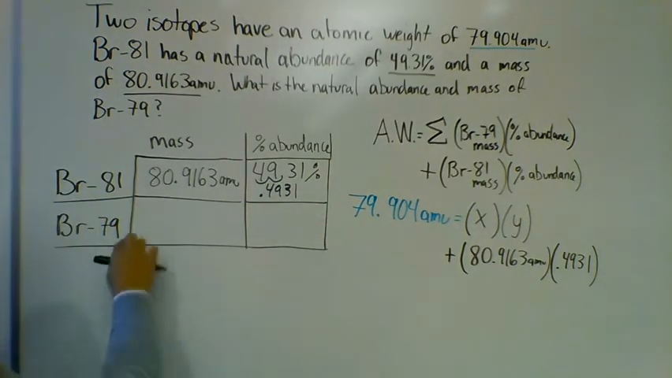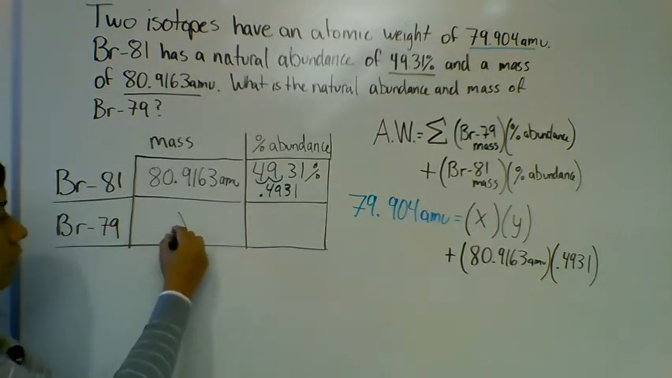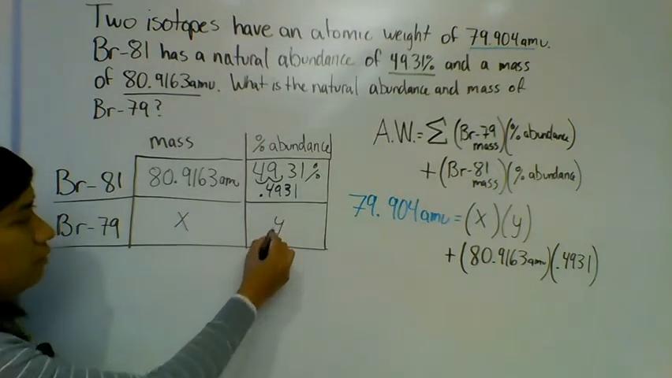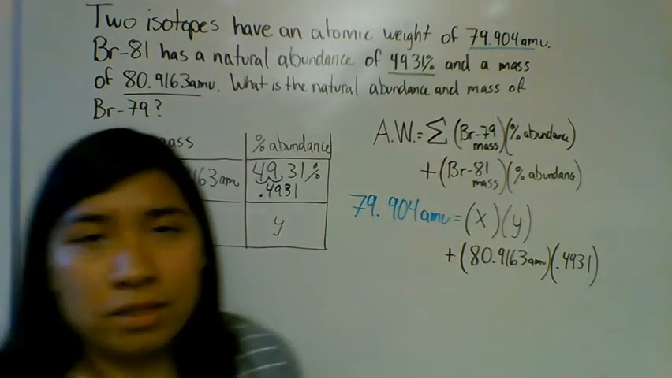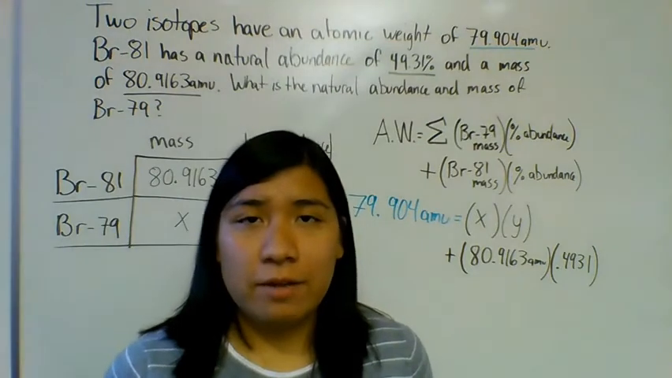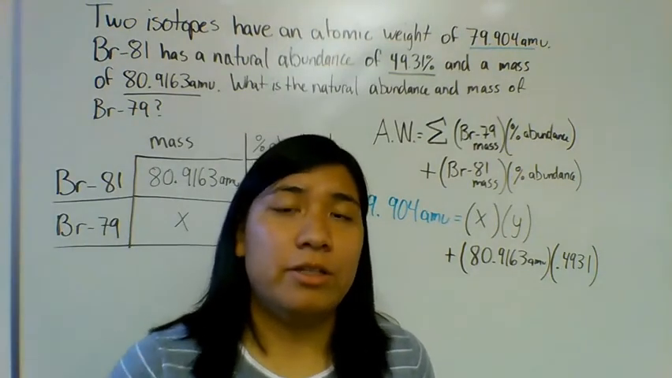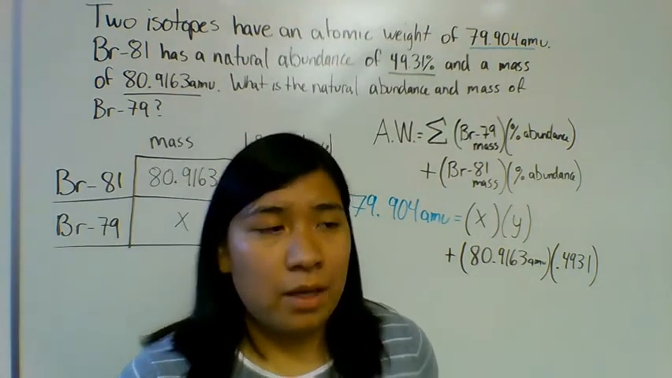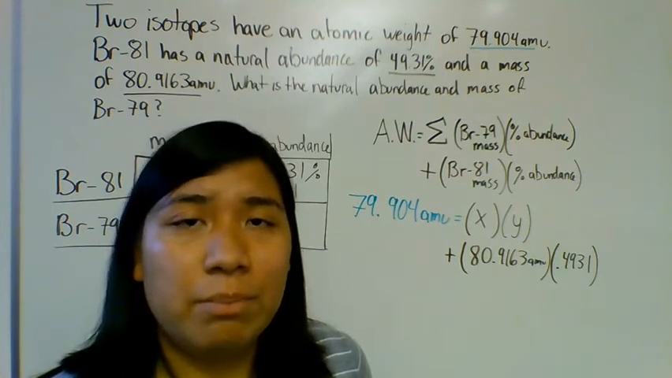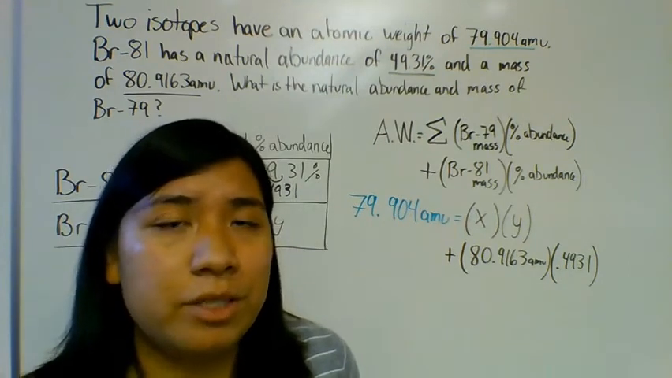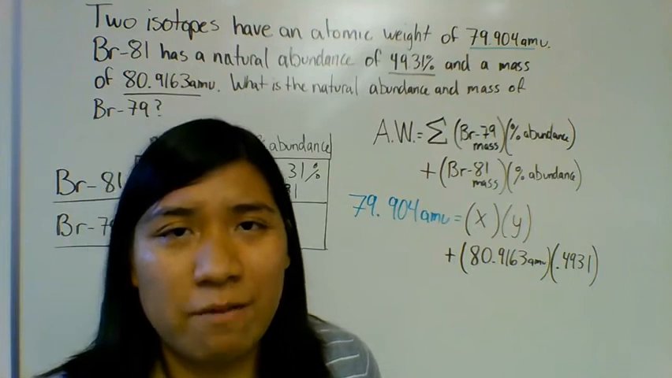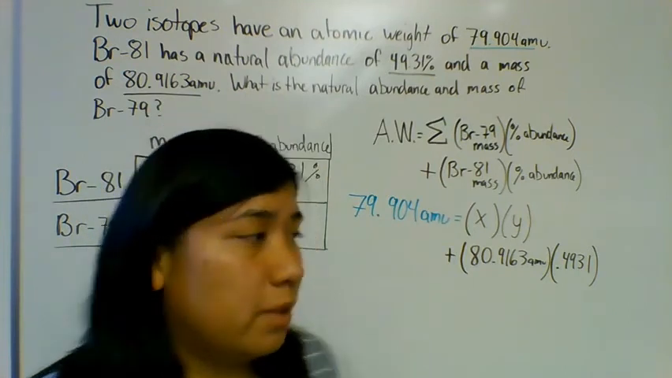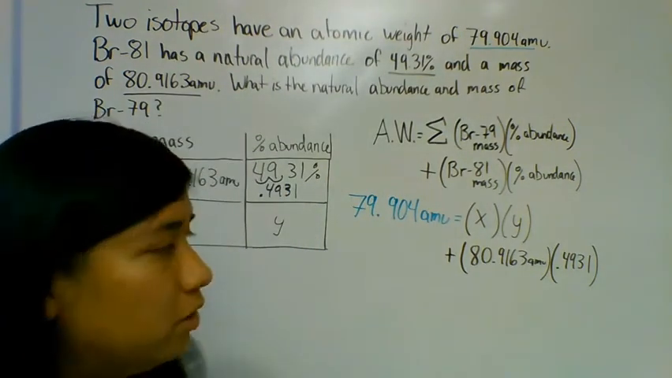And now, bromine 79, we said we don't have our mass and we don't have our abundance. So this is a problem because you can't have two unknown variables. You can only have one to solve for this problem. However, we know that our natural abundance can't be over 100%. It doesn't make sense to have more than 100% of something, especially when talking about isotopes.